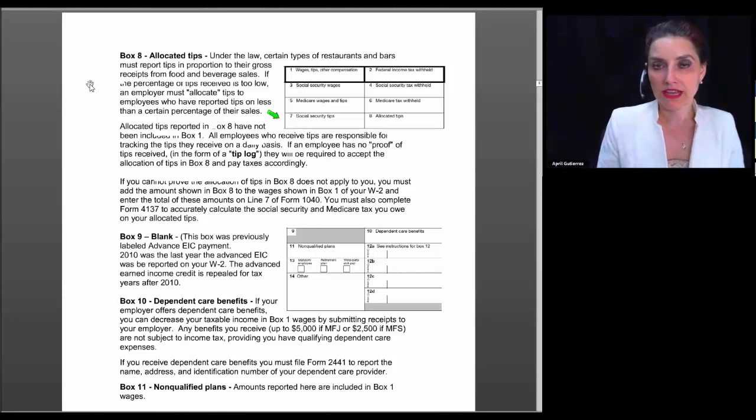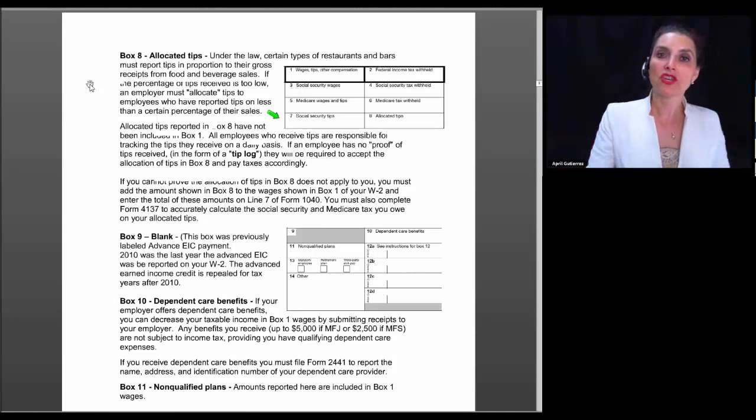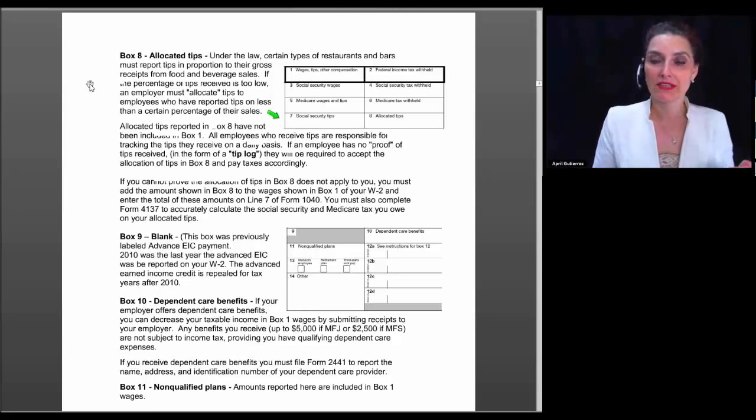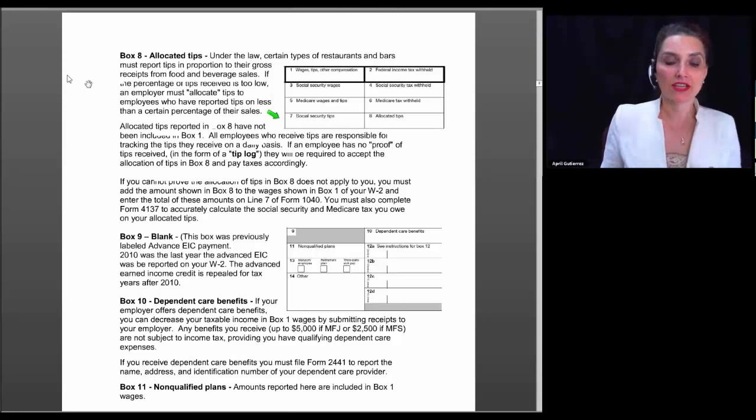Typically, the number is 8%. So if a restaurant had $100,000 of sales in a particular month, it should be reporting at least $8,000 of tips during that same month, because that would be 8%. But they would need to be reporting at least that much in tips. And if they aren't, under the formulas and the rules that the IRS has, the employer would need to be looking at the employees, and those employees who have not reported at least 8% in tips can be given an allocation, and that allocation is done in Box 8.